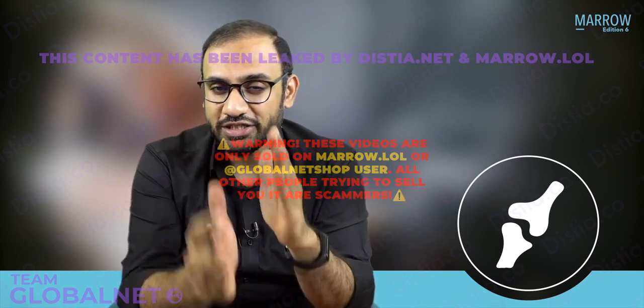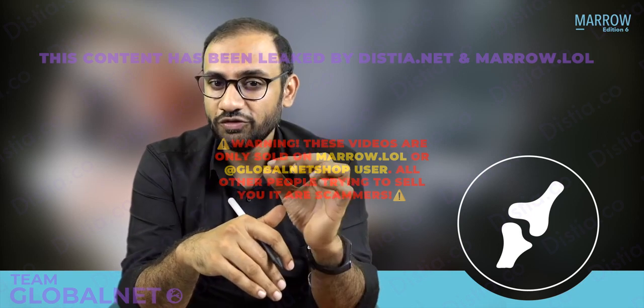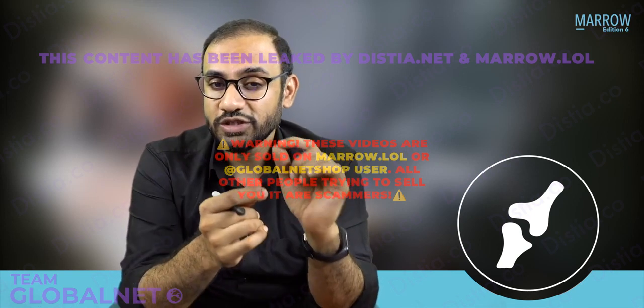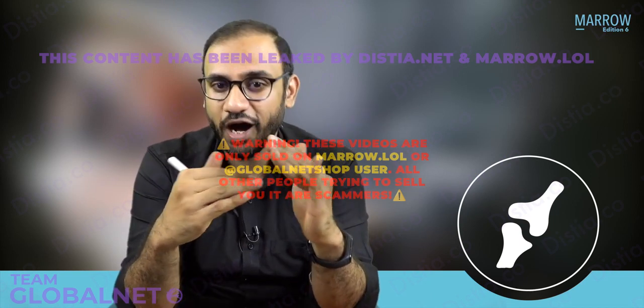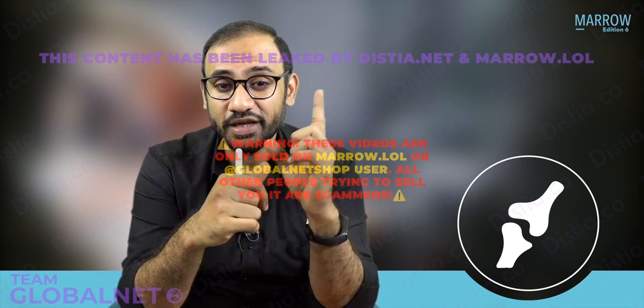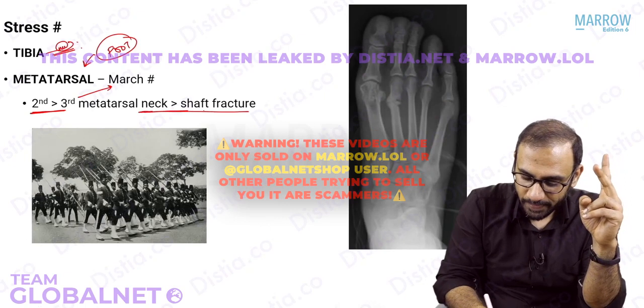These are the people who are stamping their feet as they are training. So they'll get stress fracture of the foot. Which bones? Metatarsals. Which bones? Second more than third. Now there is a controversy here. Which part of the metatarsal? Neck or shaft? Both are correct answers.